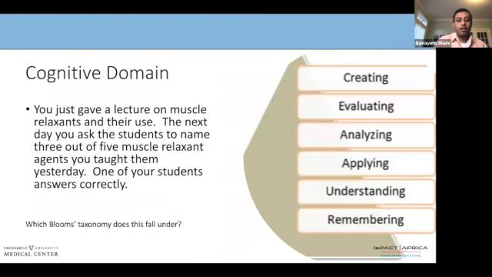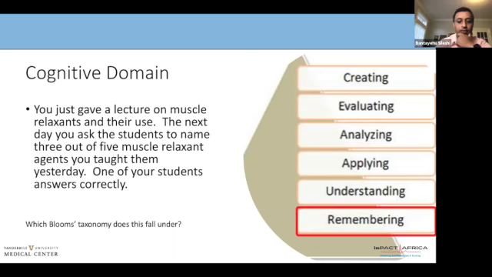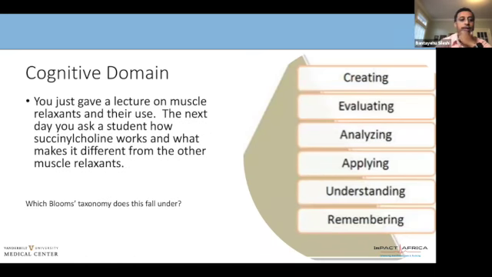So we're just gonna go over some examples and see where we think they fall. Let's say you just gave a lecture on muscle relaxants and their use. The next day you ask the students to name 3 out of 5 muscle relaxant agents you taught them yesterday. One of your students answers correctly. So which Bloom's taxonomy does this fall under? Anybody? Is it remembering? Remembering. Yes, I would agree. Okay.